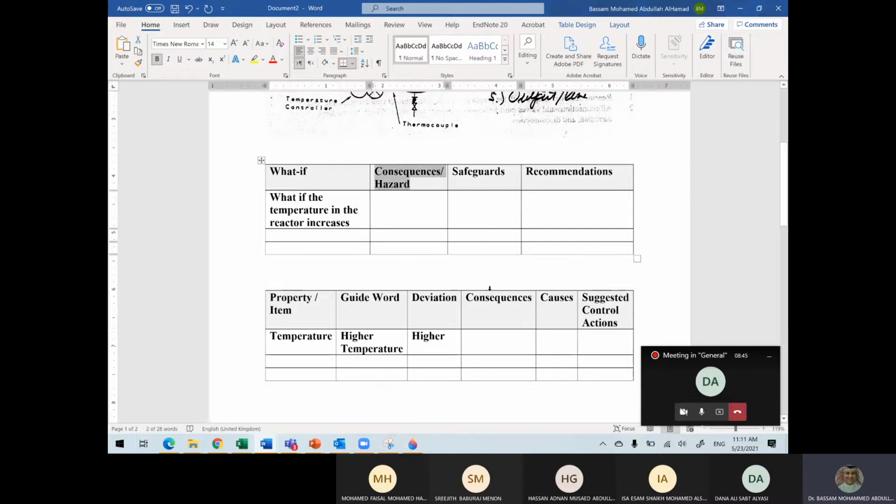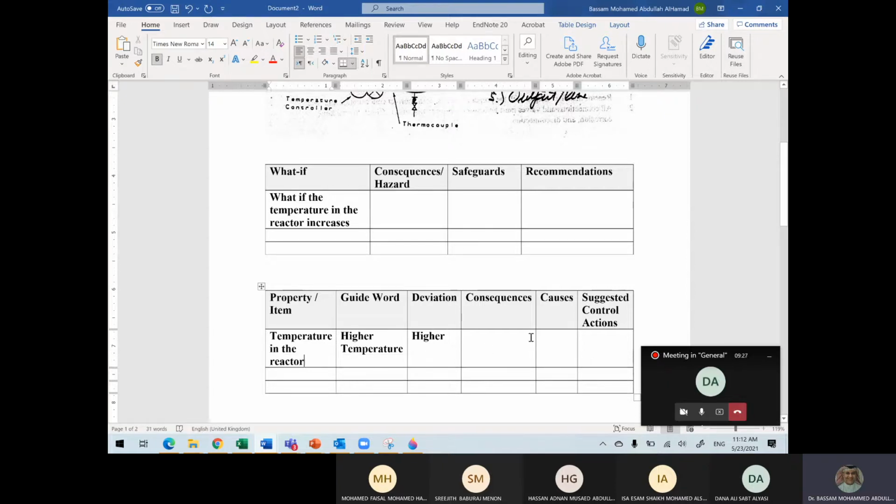And then you're going to write the consequences, which is the same. The safeguards is different from what we have here. Safeguards is exactly like recommendations, what you want to do, but you will not state them as a recommendation. Here you will state them as a recommendation, but it's the same point. However, in the hazard study, you need to put the causes, which is different. Causes means why did the temperature go higher in the reactor?